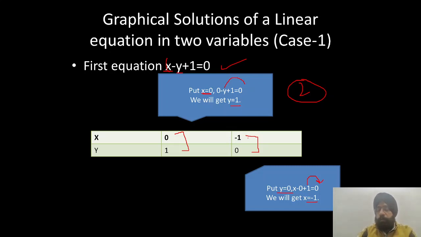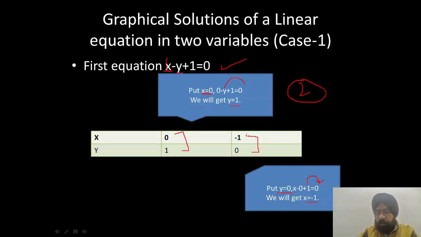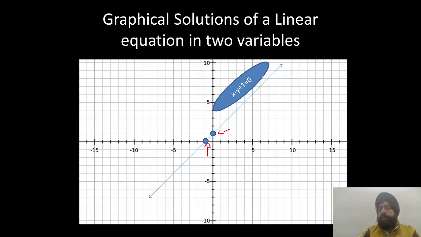Now see it very carefully. Now I'm going to plot all these points. First point was 0 comma 1. Just see it carefully. 0 comma 1. X-axis is 0, y-axis is 1. This is my point. Now my second solution was minus 1 comma 0, if I'm not wrong. Just see it carefully. Minus 1 comma 0. Now this point is going to represent minus 1 comma 0. And if I join these 2 points, we are going to get a line. This is our line representing x minus y plus 1 equal to 0.